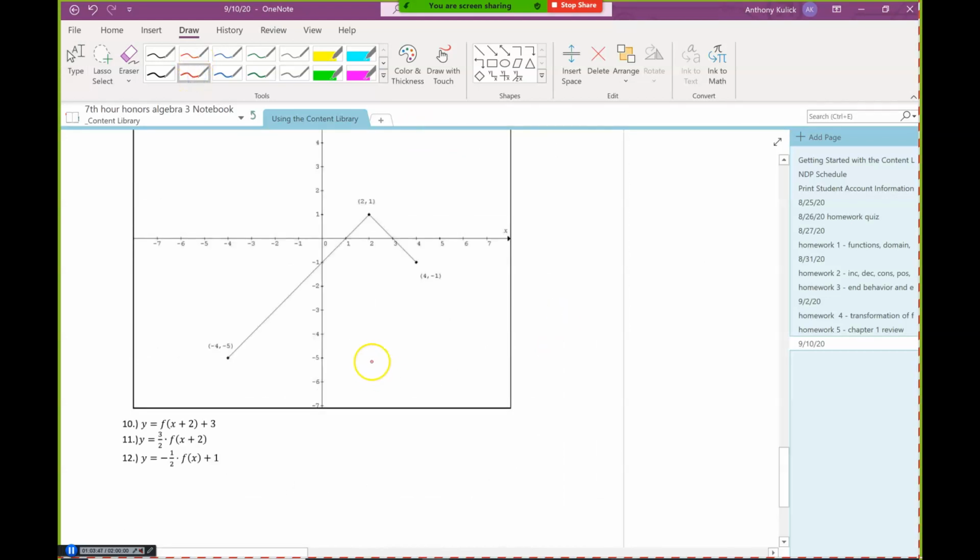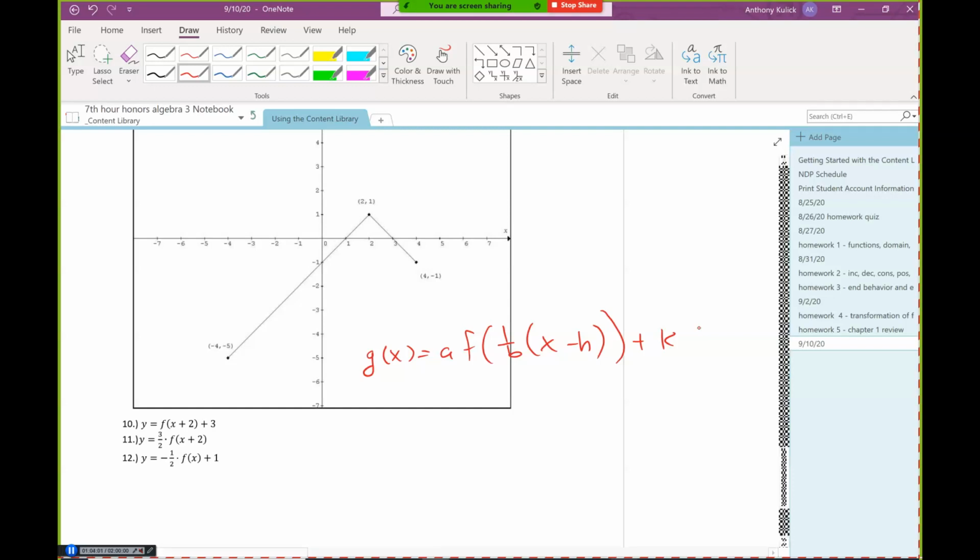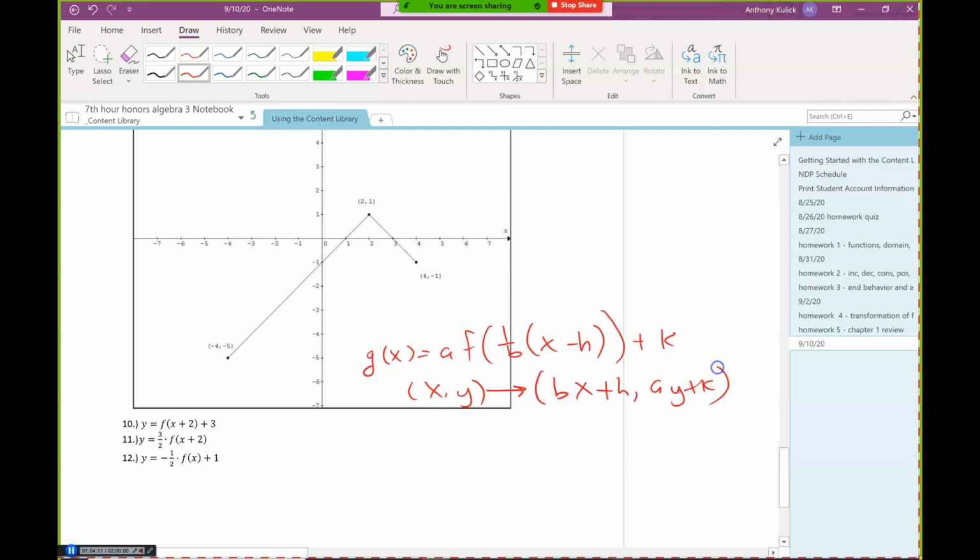So there's 2 things that I'm going to use here. I'm going to use this general form for a transformation to identify the values for A, B, H, and K. And then I'm going to use this to write a transformation map so I can transform the coordinates that are on the graph to the new coordinates that I'm going to use to make my new graph. Okay?